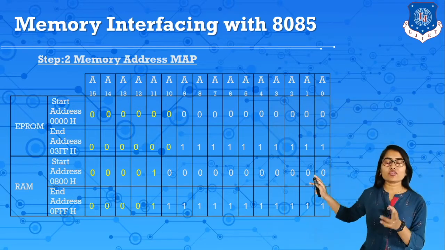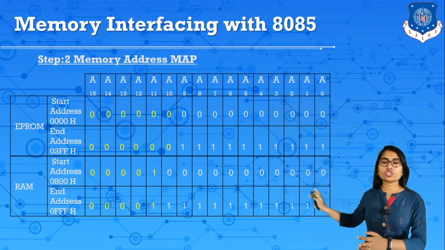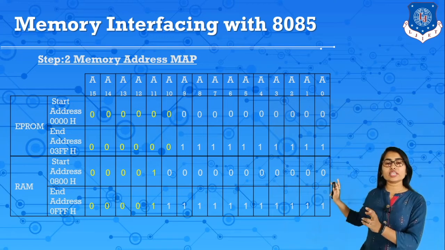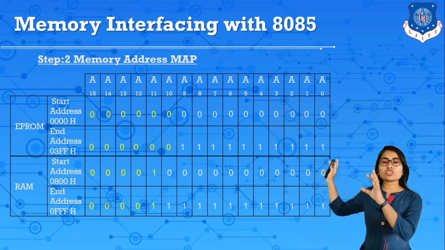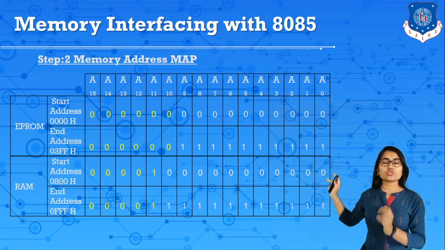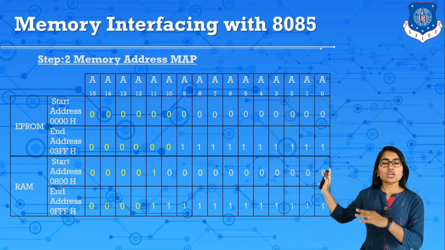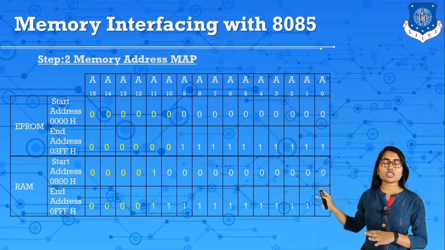So whenever A15 is 0, A14 is 0, A13 is 0, A12 is 0 and A11 is 1, the RAM is selected. When all the bits of A11 to A15 are 0, the EEPROM is selected. Using this kind of logic, this memory address map is designed.